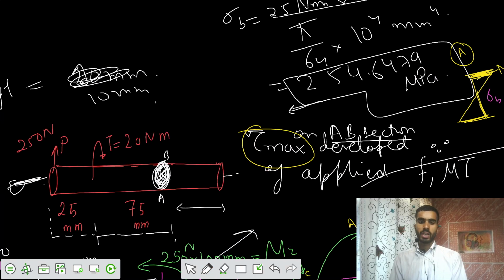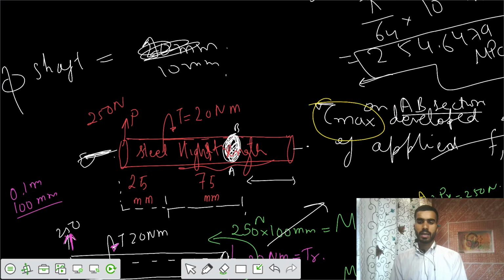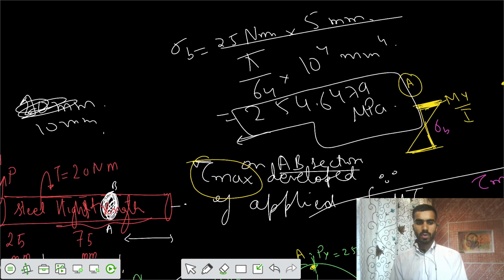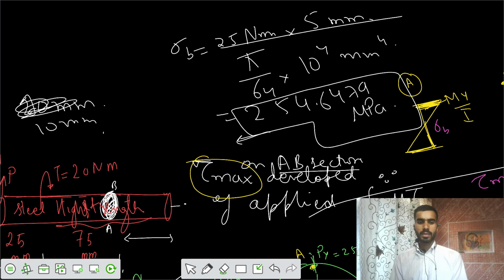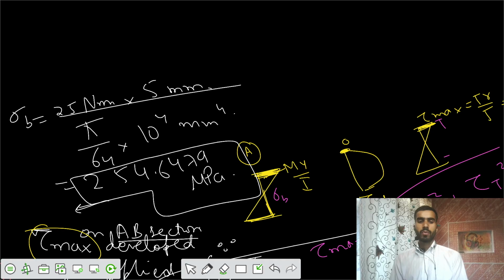That's a huge bending stress, but the question says that the steel here is high strength structural steel, so it can take more stresses, more tensile stresses and more shear stress. So highest tensile strength steel. So we got the bending stress value, that 254.6 megapascal.